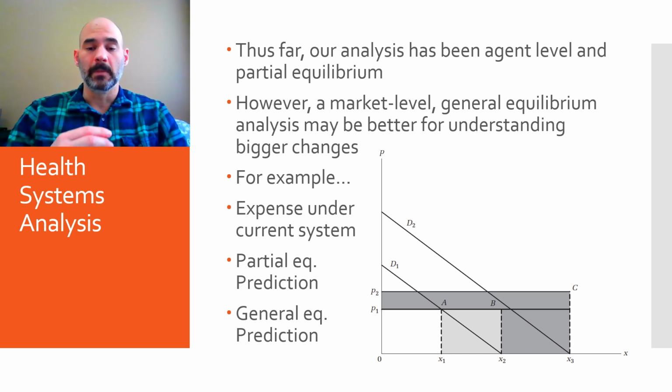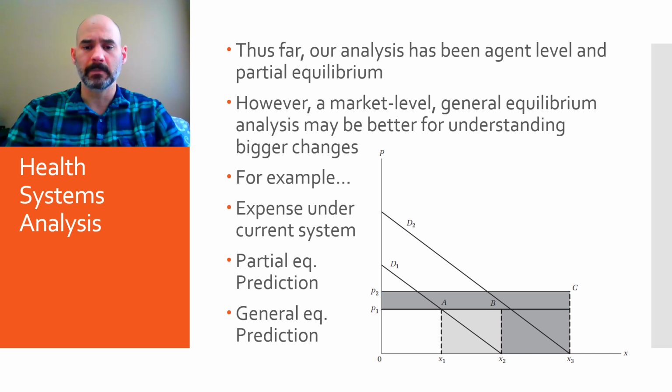Now, if we're using a partial equilibrium analysis, looking at firm level behavior, and we want to predict what would be the total additional expenses associated with completely subsidizing healthcare and giving everybody free healthcare, then we're essentially just removing the price that consumers are facing from P1 and replacing that with zero. And so the total amount of healthcare consumed would be where D1 intersects the horizontal axis, where it intersects P equals zero.